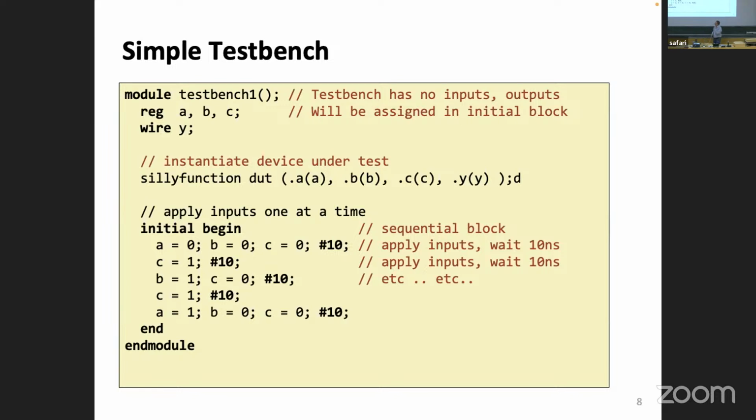Okay, why not? And the first thing that we are doing is we are instantiating the device under test, meaning that we are making this part. This is our test bench, in this case, test bench 1. And bam, we instantiated our circuit, connected A to A, B to B, C to C, Y to Y. And that D is a typo. Horrible.